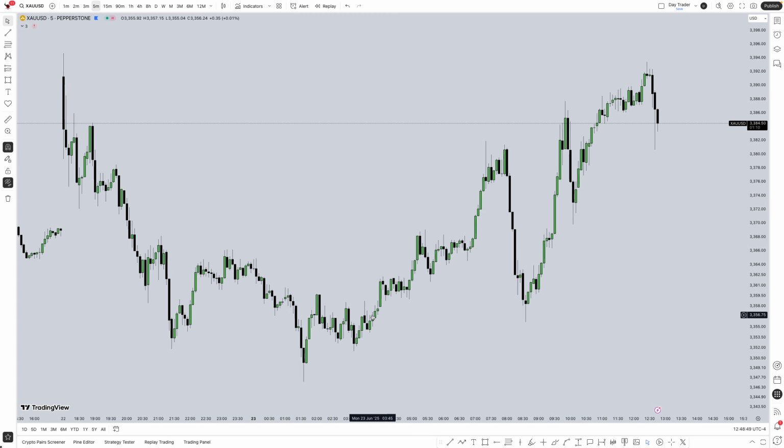Okay, so you extend the propulsion block, study this range one more time, get the OTE levels. You got a propulsion block, and you have some clean lows that were taken out right here, which is obviously very beautiful. I like that.